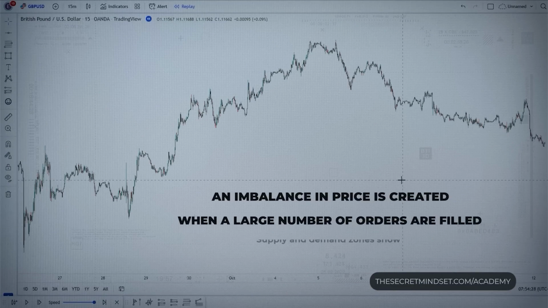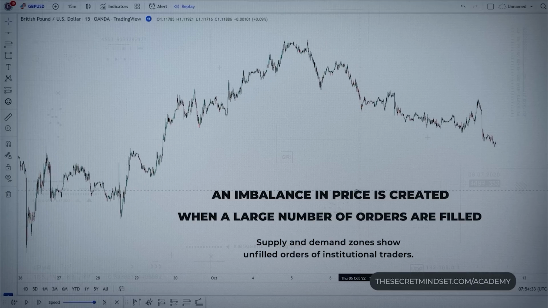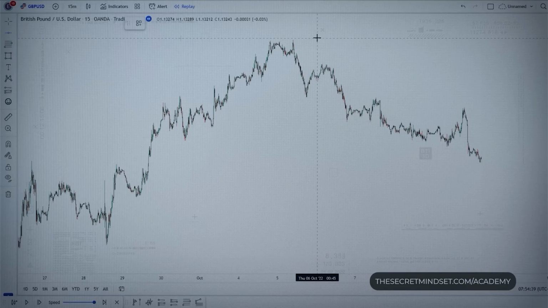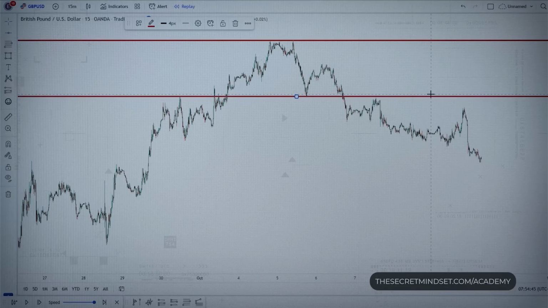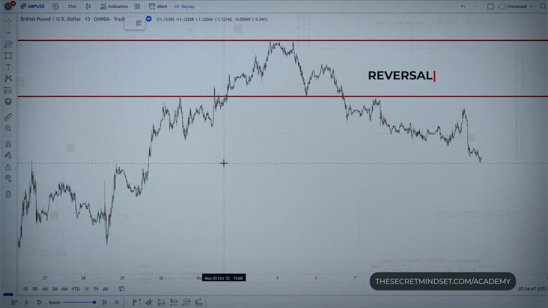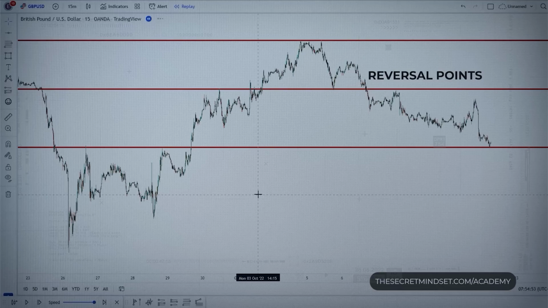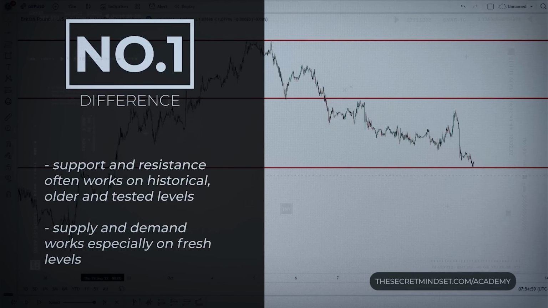A significant imbalance in price is created when a large number of orders are filled. Supply and demand zones show unfilled orders of institutional traders. Now, support and resistance levels and supply and demand areas are two different trading concepts that are very similar. They both indicate points where the price can reverse, and you can find them everywhere on the charts. The big difference between the two is that support and resistance often works on historical, older and tested levels, while supply and demand works especially on fresh levels.